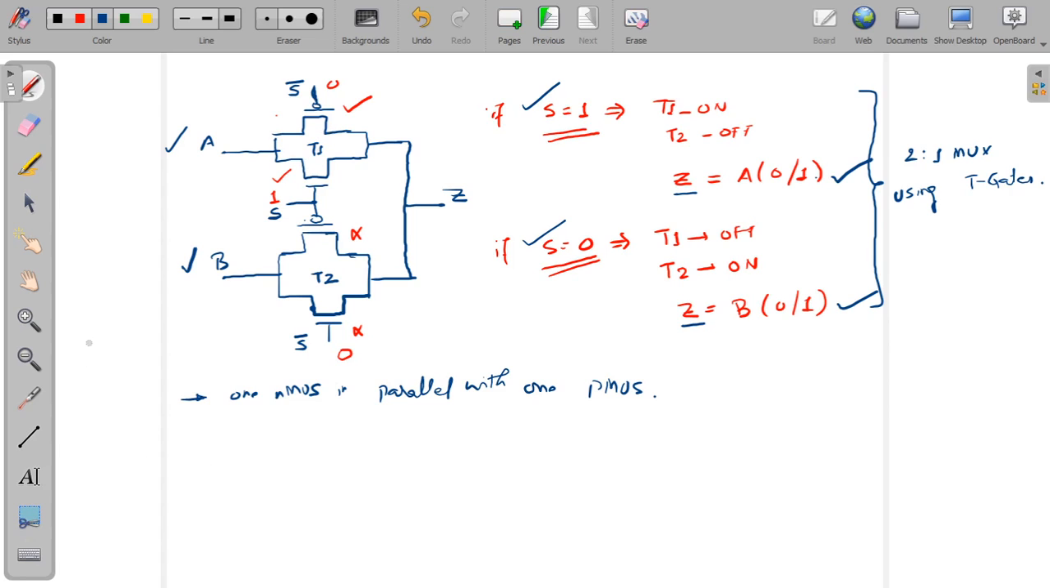And the gate voltages, or the control signals, applied to a transmission gate are complementary in nature.